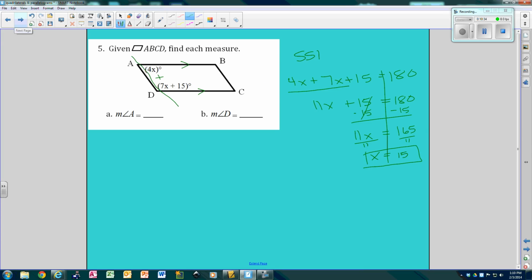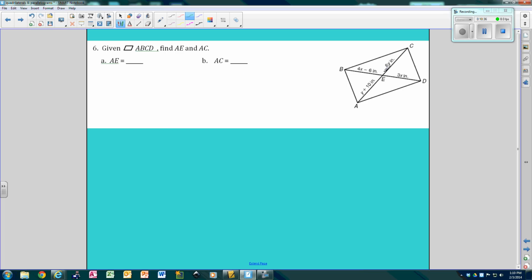Okay, number 6. We're going to add two things in here because they're missing some information, I think. So we're going to go ahead and find it. Given parallelogram ABCD, find AE and AC. So they want us to find AE and AC. We're also going to find BE and BD.